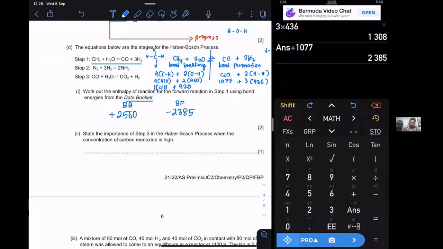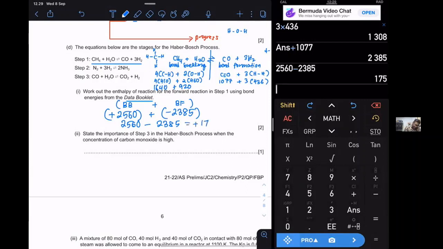What you need to do if you want to find out the enthalpy change of reaction is add these two. So it means you will have positive 2560 plus negative 2385. If you do that, you are going to get 2560 minus 2385, and you will get the answer as positive 175.